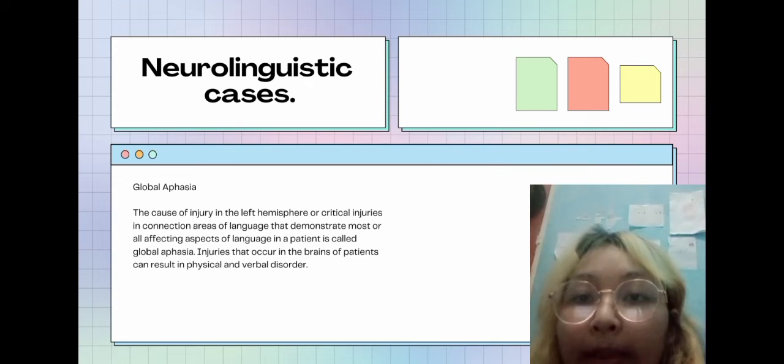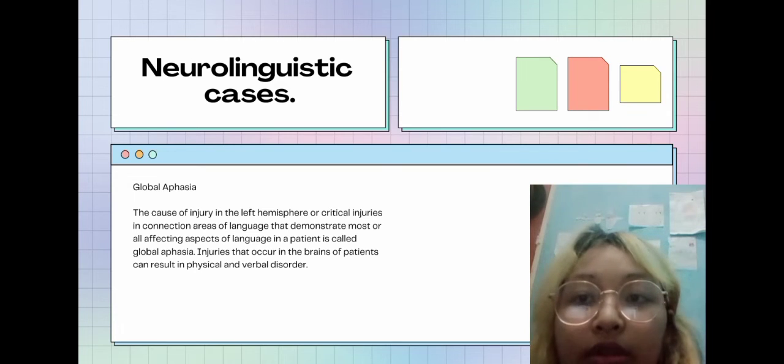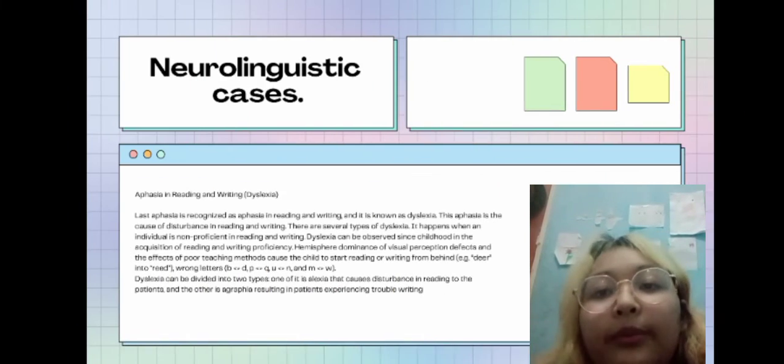And then global aphasia. Injury in the left hemisphere or critical injuries in the connection areas of language that affect most aspects of language in the patient is called global aphasia. Injuries that occur in the brain of a patient can result in physical and verbal disorders.